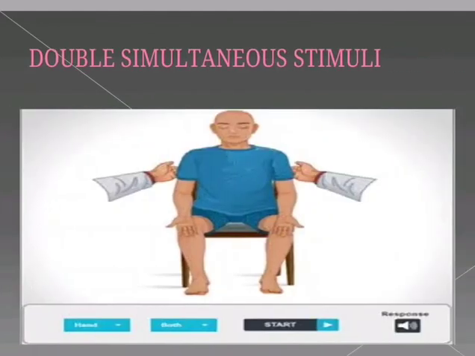Then double simultaneous stimuli is the ability to perceive a simultaneous touch on opposite sides of the body, proximal or distal, on both extremities, or proximal or distal in the same extremity, on the same side of the body. How does the patient respond? The patient says verbally when he or she can perceive the touch stimulus and the number of stimuli they felt.